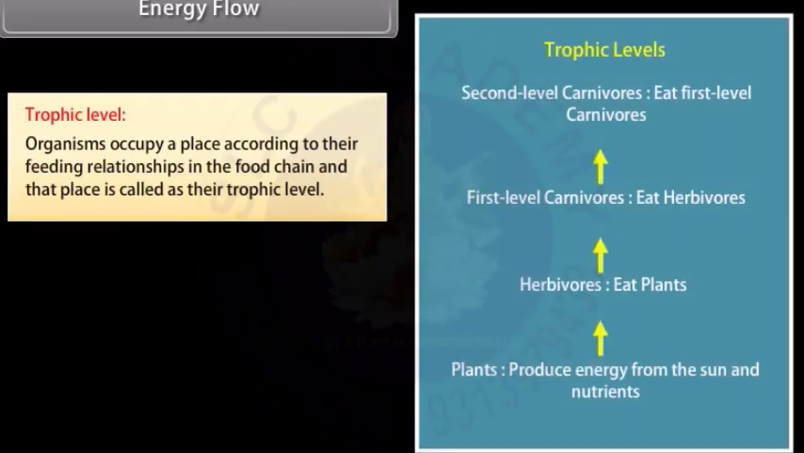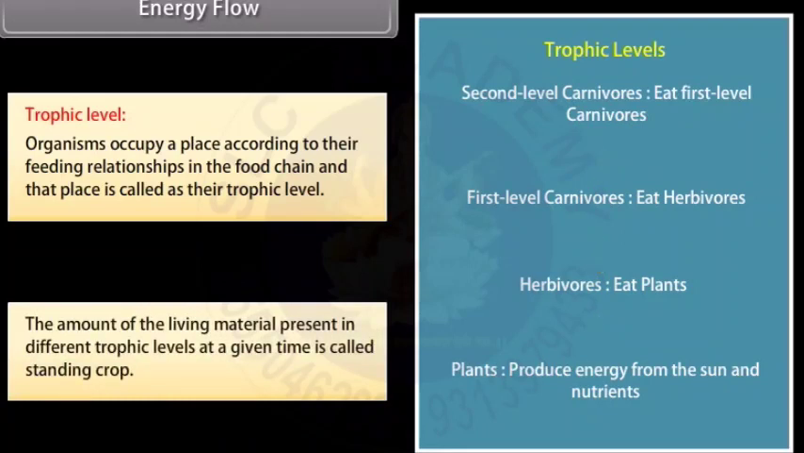Energy flow. Trophic level. Organisms occupy a place according to their feeding relationships in the food chain, and that place is called their trophic level. Plants that produce energy from the sun and nutrients are the first trophic level. After that, herbivores that eat plants are at the second trophic level. At the third level, first level carnivores are present because they eat herbivores. At the fourth level, second level carnivores are present because they eat first level carnivores.